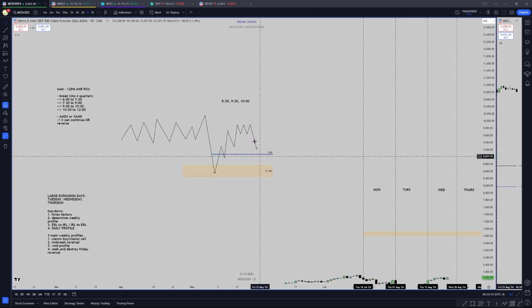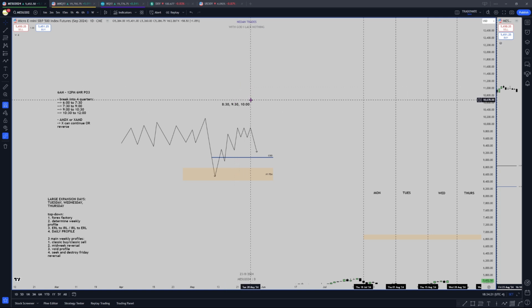So this is the sequence you guys always want to look for. 8:30. If 8:30 does this, 9:30 will do this. 10 o'clock will do this.